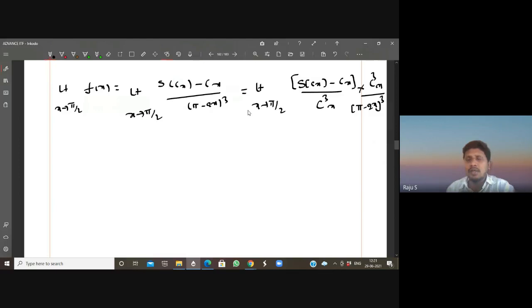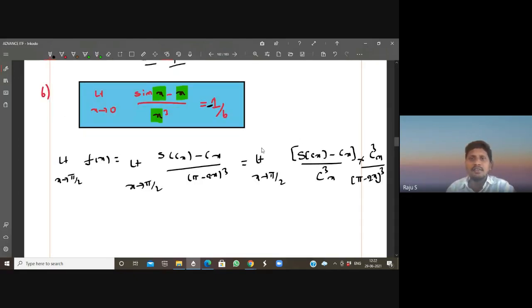See, student, when you substitute x is equal to pi by 2, is it 0 or not? Cos 90 is what? Is it satisfying the given property or not? Here the limit is 0, but here the limit is 90. Does it satisfy the property? That is my question.